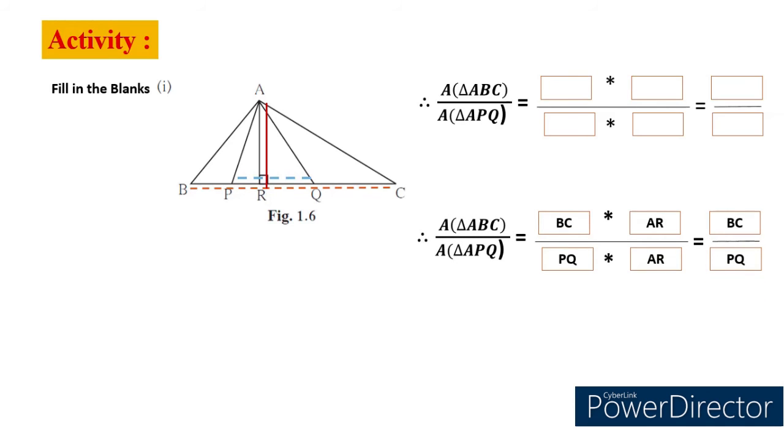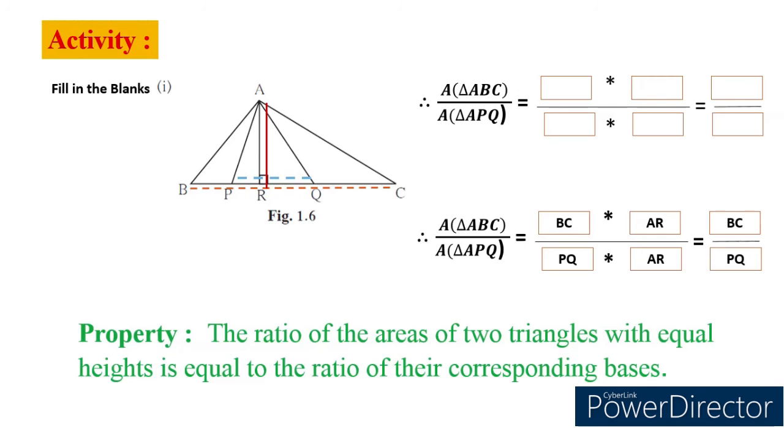The answer will be BC into AR divided by PQ into AR. AR gets cancelled. The remaining answer will be BC upon PQ. The property we use here is that the ratio of the areas of triangles having equal height is equal to the ratio of their corresponding bases. So here we are applying the property of equal height in both the triangles.